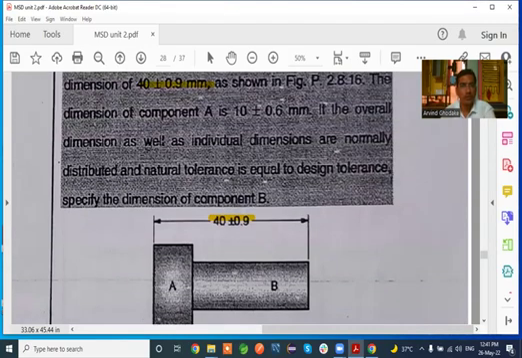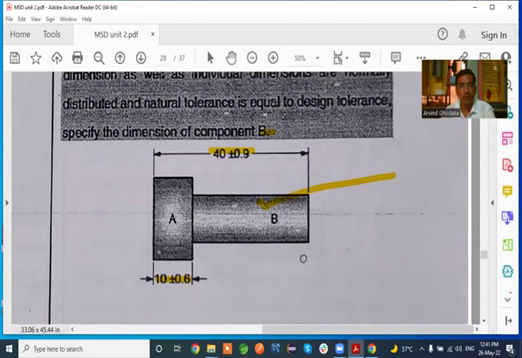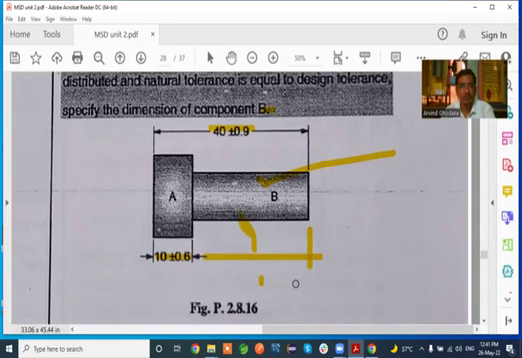If the overall dimensions as well as the individual dimensions are normally distributed and natural tolerances are equal to the design tolerances, specify the dimensions of component B. So for this component B, our aim is to find out the dimension, that is nothing but the length of this component B.